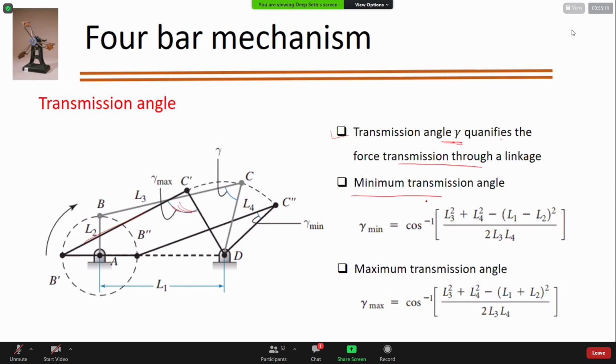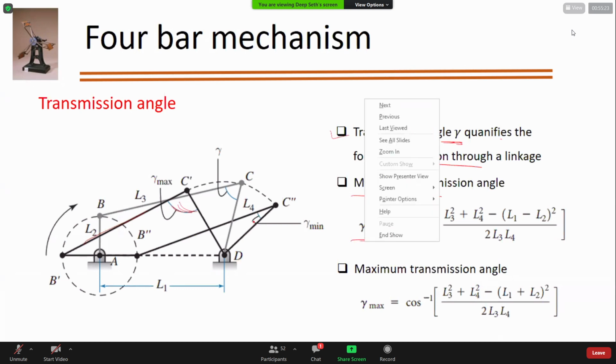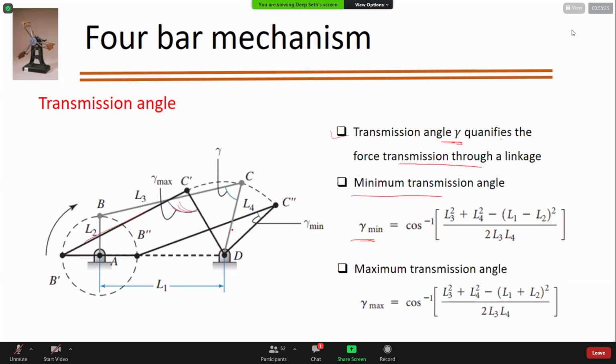Minimum transmission angle, gamma min. When will it be gamma min? When you have a posture like this, you will have gamma minimum. And that will be cos inverse of (L3 square plus L4 square minus (L1 minus L2) square) divided by 2 L3 L4.